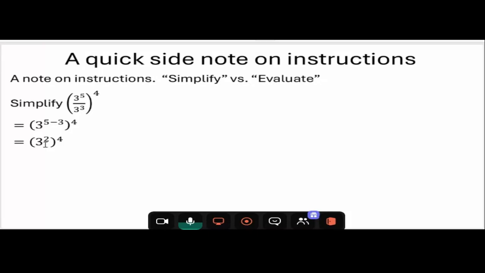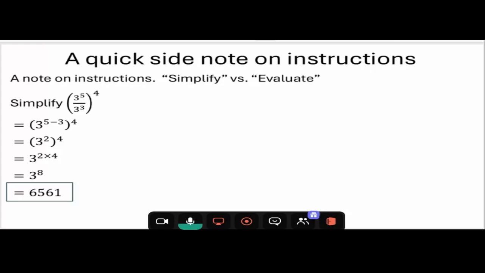Now, what do we got? We got a power raised to another power. That was the third law we did. We multiply the powers. That's 3 to the 2 times 4, which is 3 to the 8. And now, that's as simple as it gets without evaluating, but we can evaluate that, so we do, right? So just because it says simplify doesn't mean you don't evaluate if it's possible.